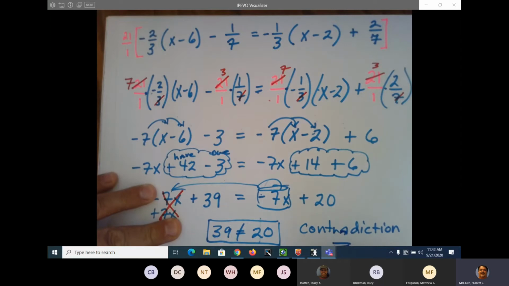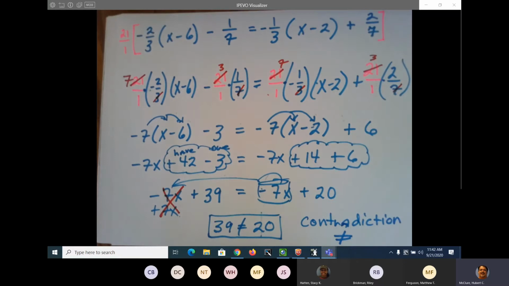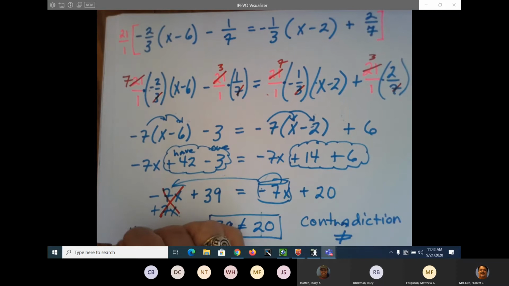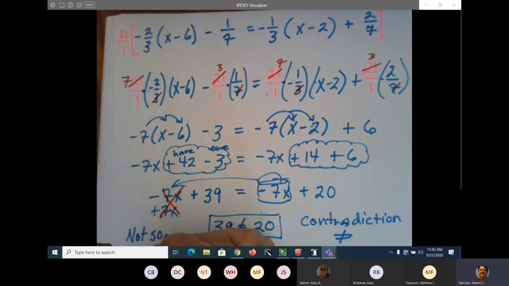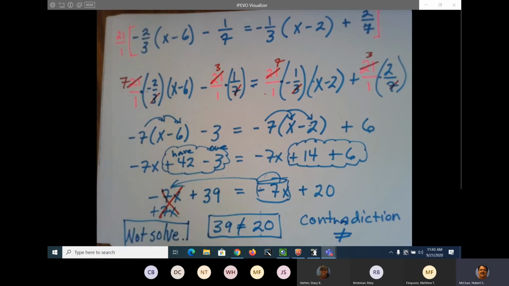A contradiction means that something is not equal to something else. And a contradiction with an equation means that it's not solvable. No solution or not solvable. No solutions. The opposite of a contradiction is called an identity. And I'm going to go ahead and tell you what that is. I'm going to write it on the next page. And I might have already told you this. And if I have, then this is just, I'm writing it in red.